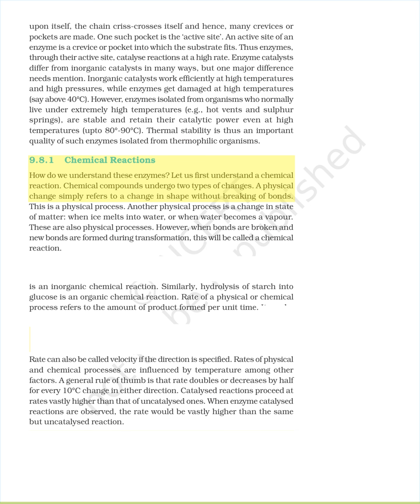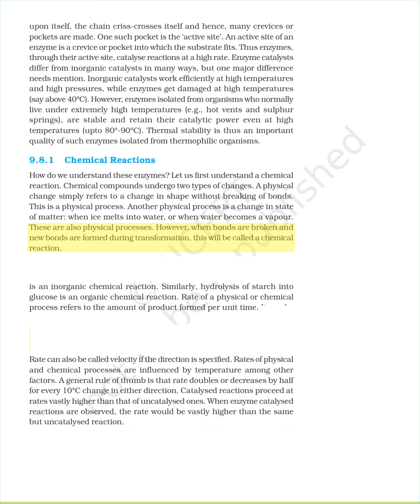9.8.1 Chemical reactions. How do we understand these enzymes? Let us first understand a chemical reaction. Chemical compounds undergo two types of changes. A physical change simply refers to a change in shape without breaking of bonds. This is a physical process. Another physical process is a change in state of matter, when ice melts into water, or when water becomes a vapor. These are also physical processes.